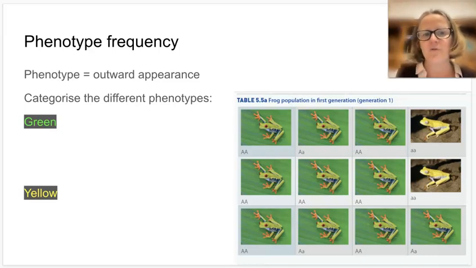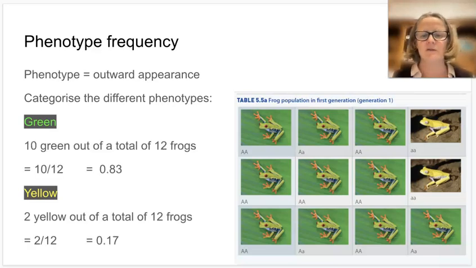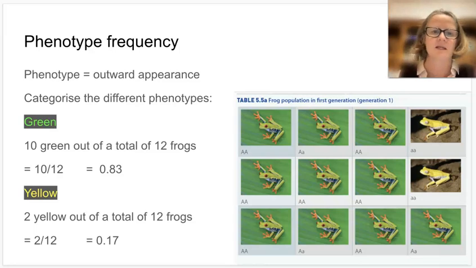To work out the frequency, what we have to do is count. So there are 10 green frogs out of a total of 12. So 10 divided by 12, that gives us our frequency of the green phenotype. For the yellow frogs, 2 out of 12, that gives us 0.17, which is our frequency for that phenotype. So that's how you work out frequency of phenotypes.